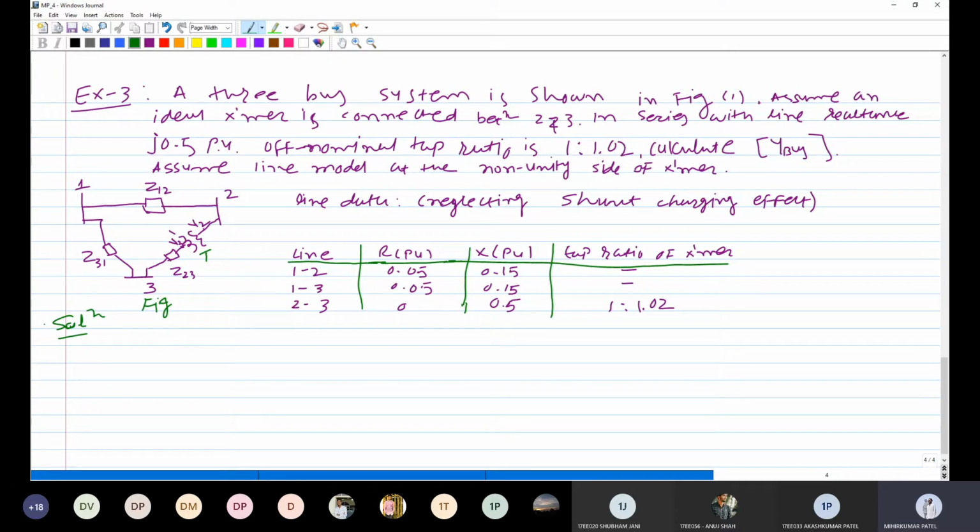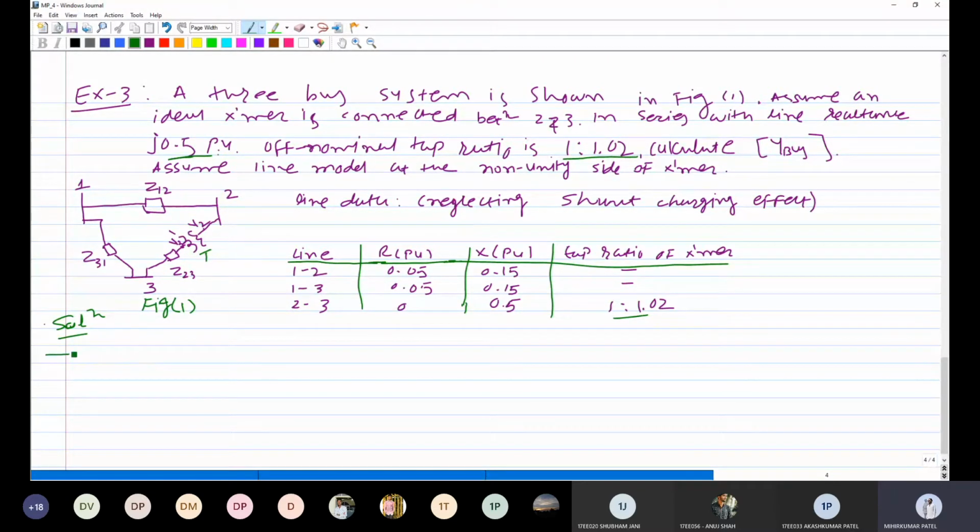Okay, and with the line reactance of j0.5 per unit, and the off-nominal tap ratio is 1:1.02, which is also written here. So calculate or formulate the Y-bus matrix for the given system, or we can say figure number 1.